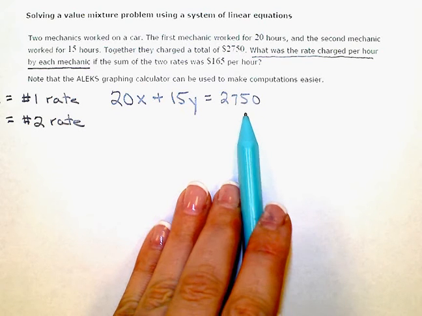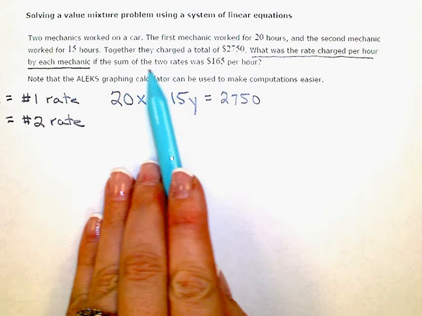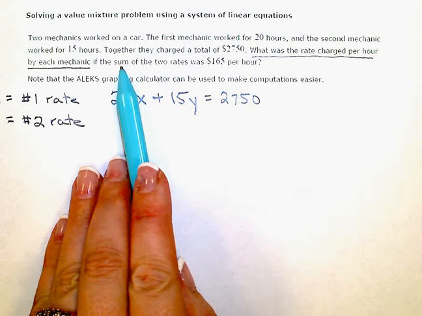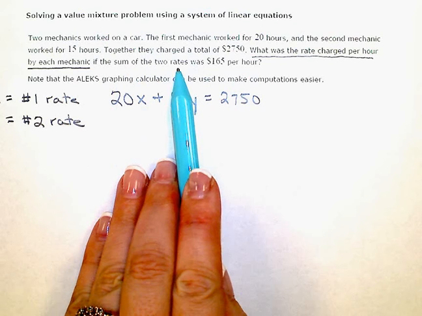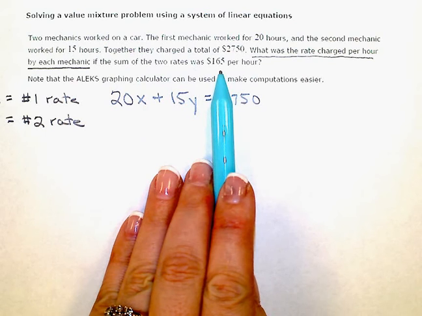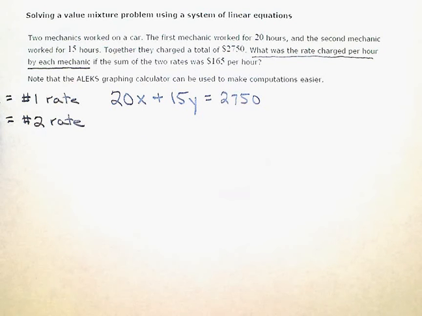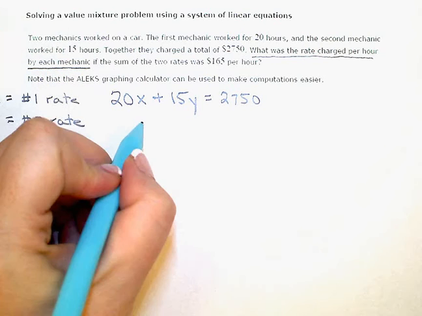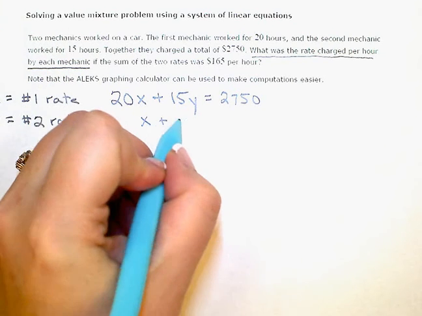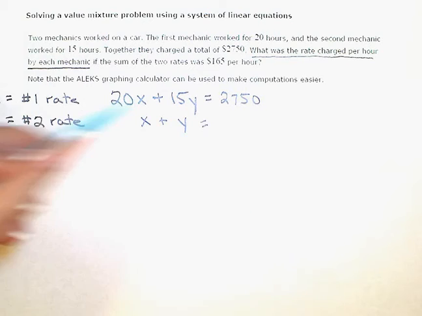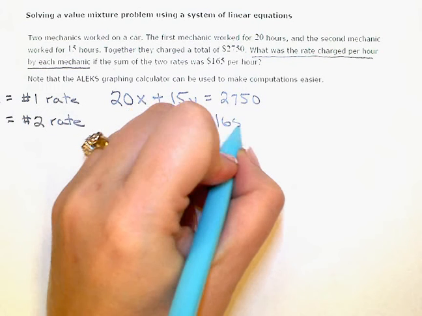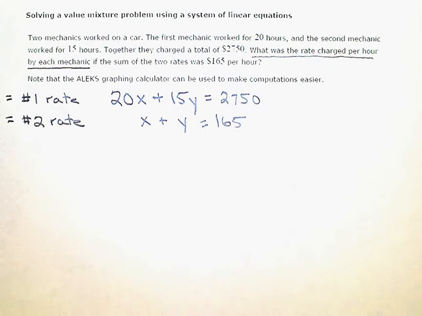Now my second equation is going to come from this last part. The sum of the two rates was 165. So X and Y represent my two rates. Their sum, or X and Y added together, total 165. So there's my two equations.